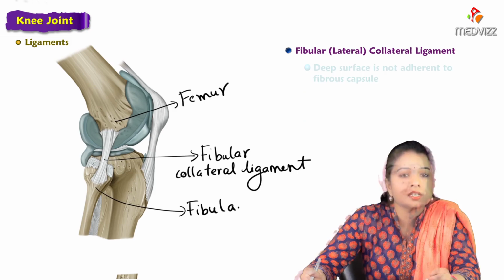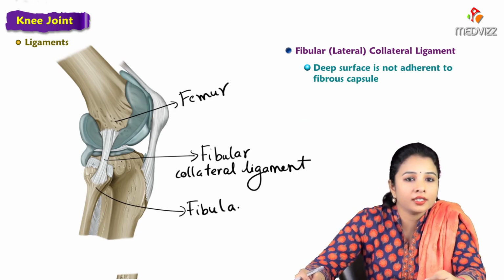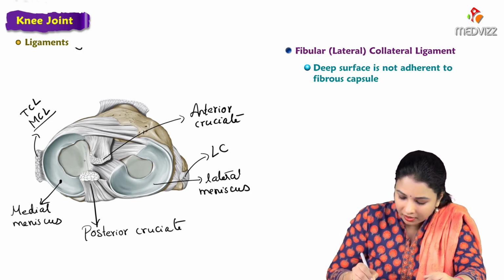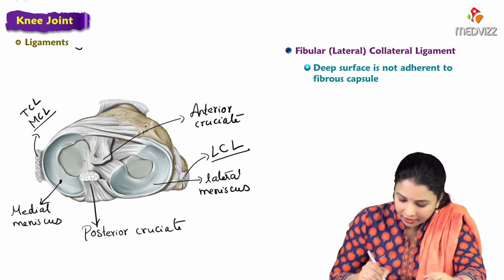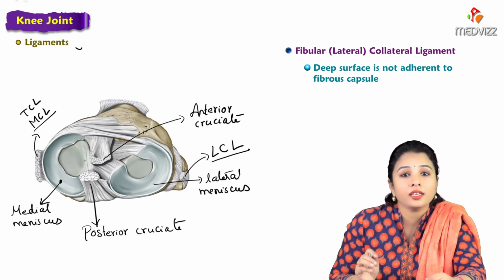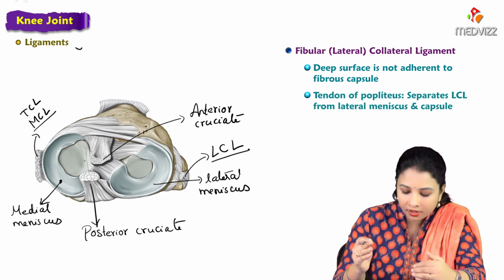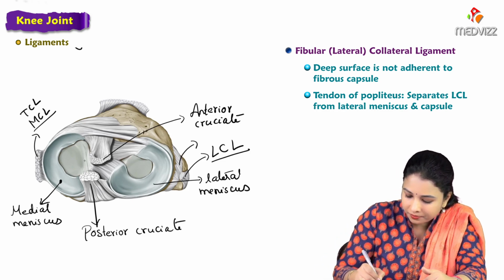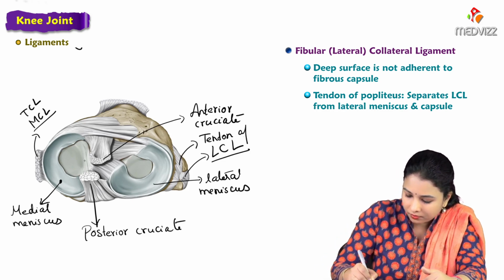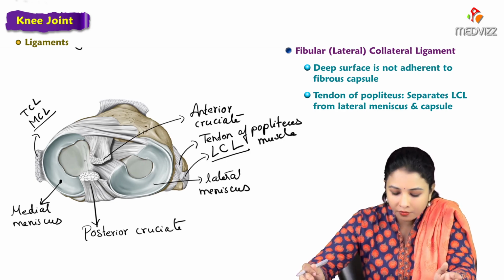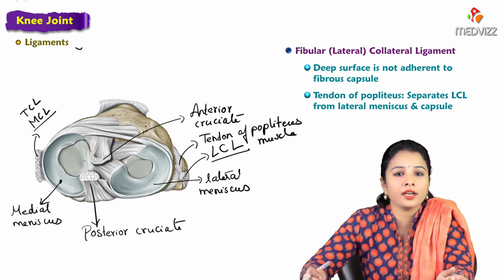front of its apex. Its deep surface is not adherent to the capsule. So this is the lateral collateral ligament, and it is not directly adherent to the capsule and the lateral meniscus. Instead, the tendon of popliteus muscle separates the lateral collateral ligament from the lateral meniscus and the capsule.